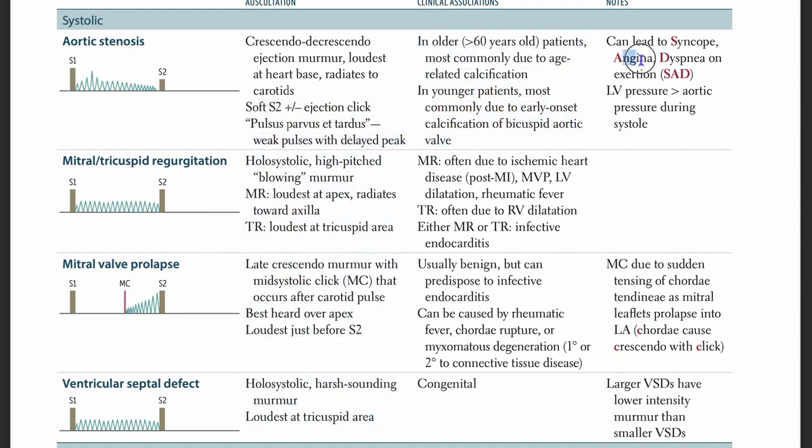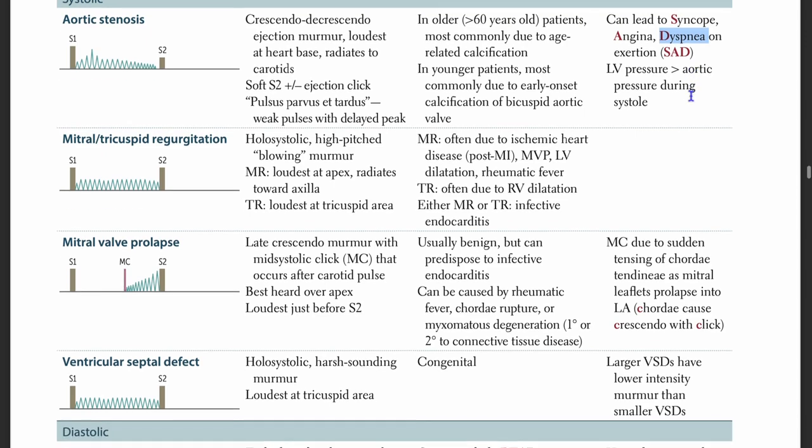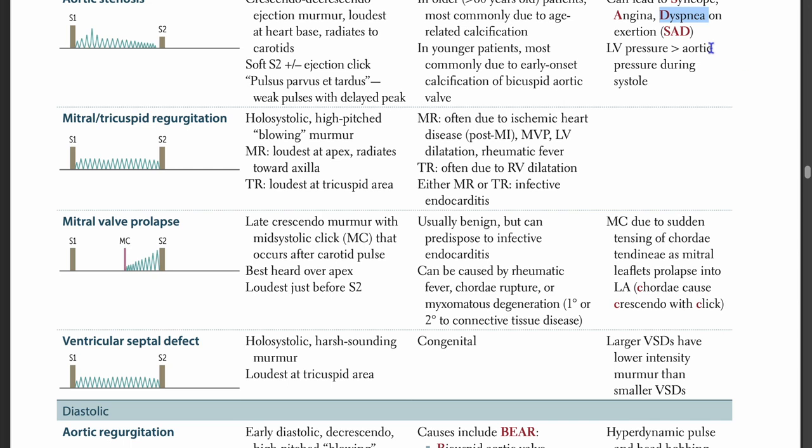It can lead to syncope, angina, and dyspnea on exertion. Sorry. Why? Because exertion requires more blood, and then this one's hampering that supply. So a hampered supply to the brain will cause syncope, to the heart will cause angina, and to the lungs will cause dyspnea. Because it has to come back as well. So left ventricle pressure is more than aortic pressure during systole.